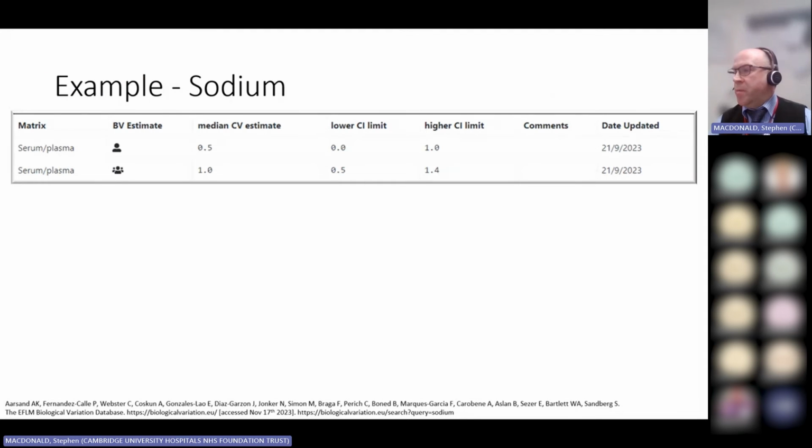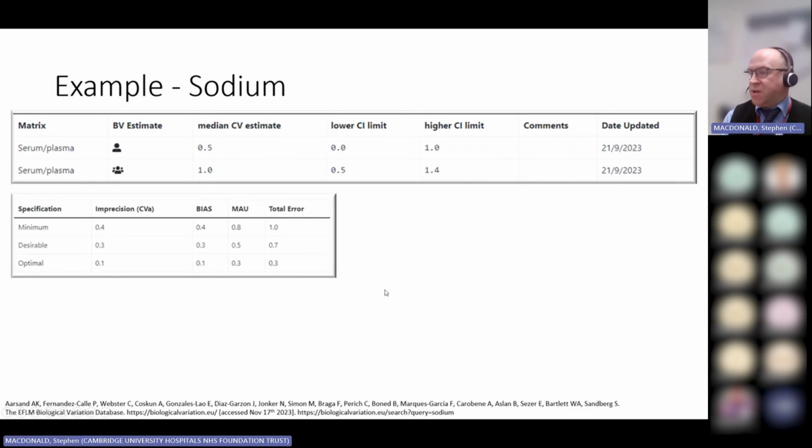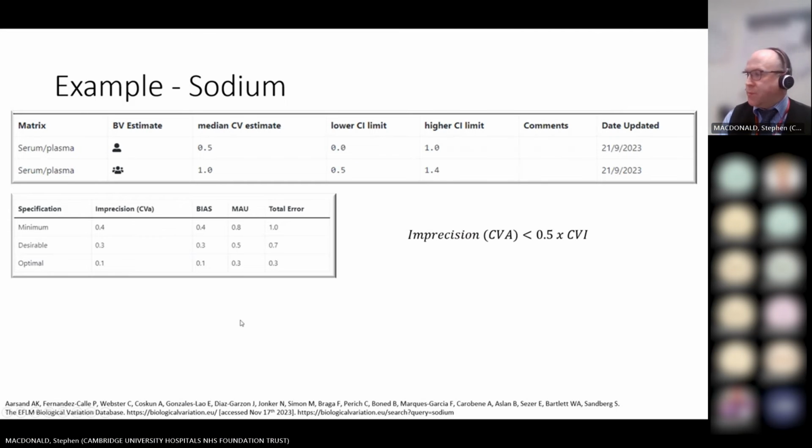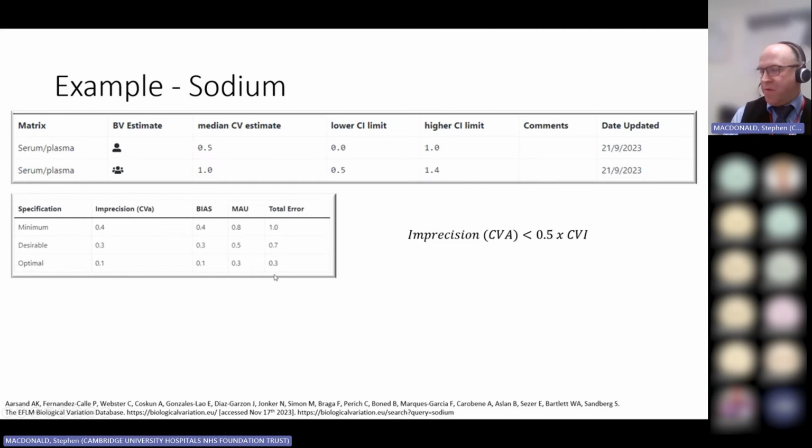So to look at sodium in a bit more detail, we can see that the intra-individual biological variation is 0.5%, and between the group, the inter-individual biological variation is 1%, giving us these targets of 0.8%, 0.5, or 0.3 based on whether we're trying to go for minimal, desirable, or optimal. So where do they actually come from?